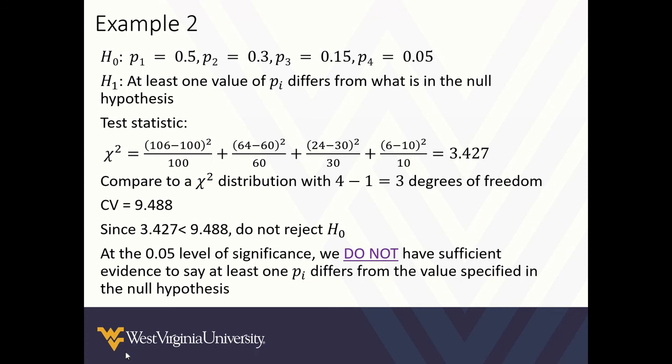And since 3.427 is less than our critical value, we will not, as expected, reject the null hypothesis. So this implies that we do not have sufficient evidence to say at least one Pi differs from the value specified in the null hypothesis.